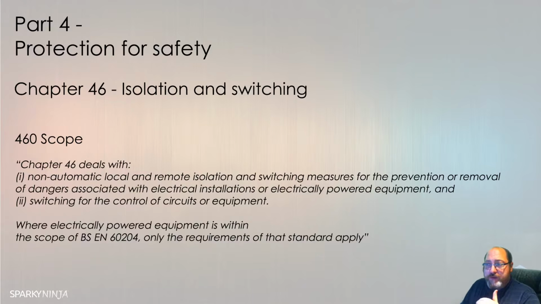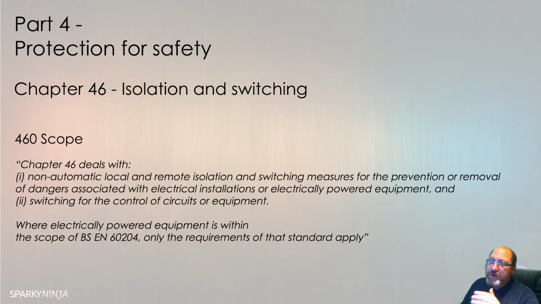The first part, non-automatic local and remote isolation. So obviously not via an auxiliary or an automated control procedure. So we're talking about isolation, or we're talking about a mechanical maintenance method of switching. For the prevention or removal of dangers associated with electrical installations or electrically powered equipment. So again, is the method of isolation, or the method required to remove the supply, a requirement to do electrical work, or is it a requirement to do non-electrical work, such as mechanical maintenance? We have to identify those are two different types of maintenance, two different types of isolation.